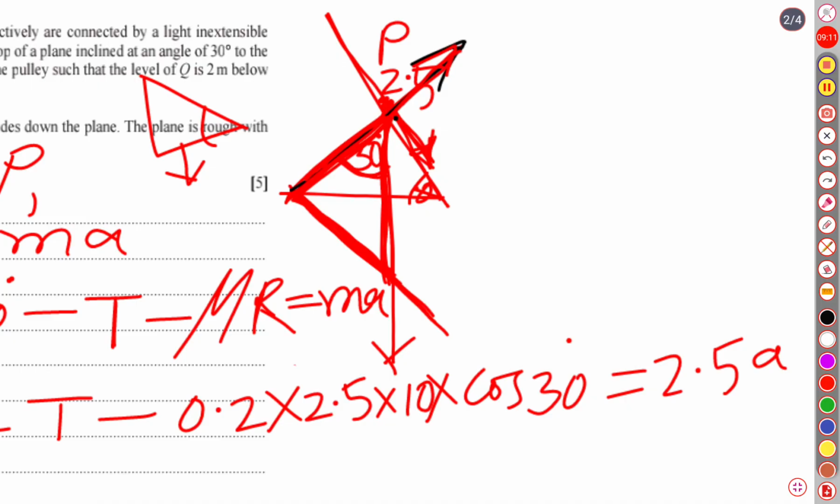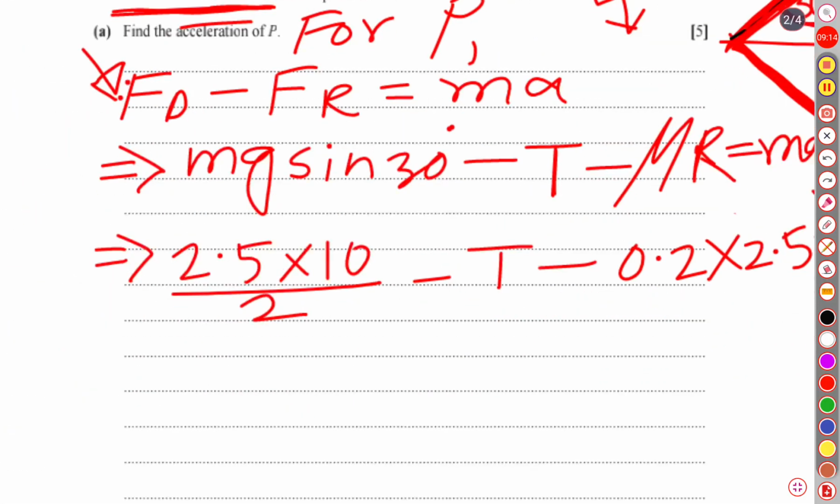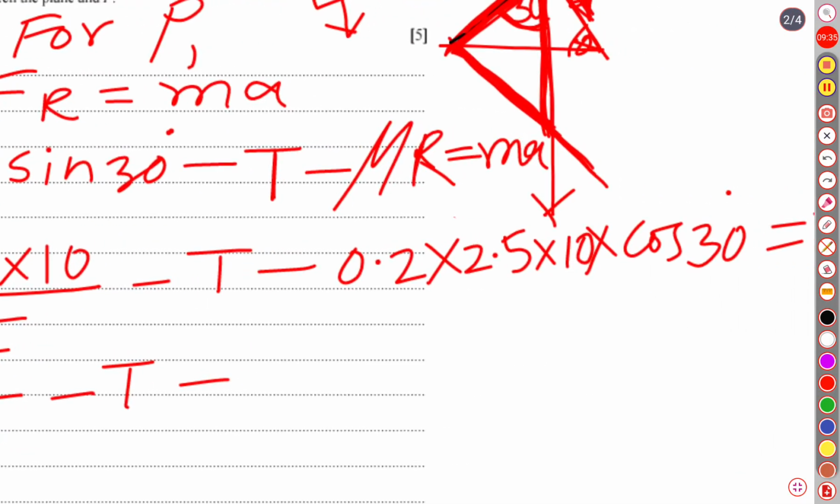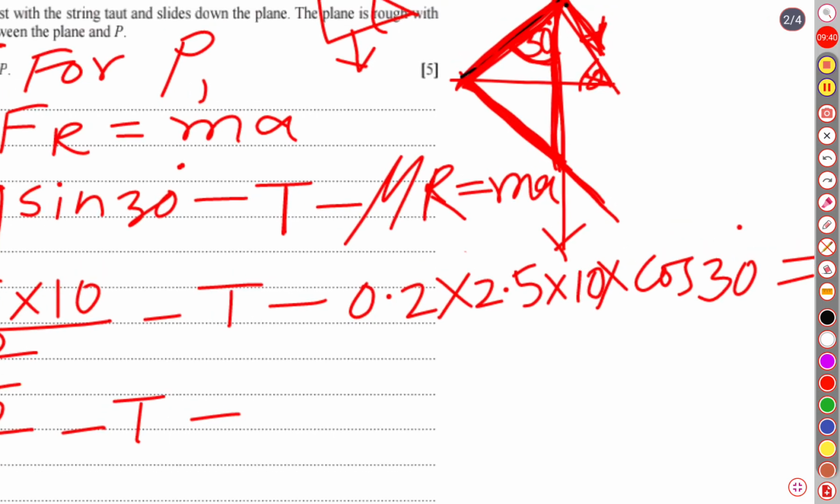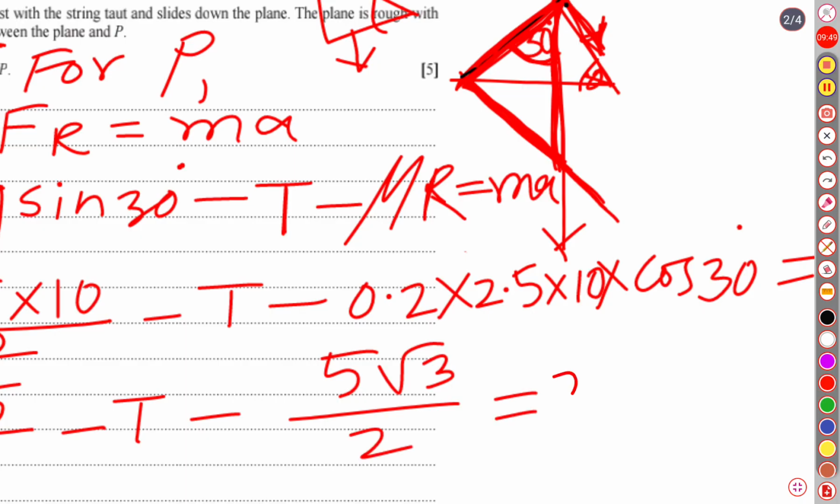a. Then we can simplify this. If we simplify here, it is going to be 2.5 into 10 over 2, that is 25 over 2, minus tension, minus, if we multiply and simplify, it is going to be 5 cos 30. We know cos 30 is root 3 over 2, and the right side is 2.5a.